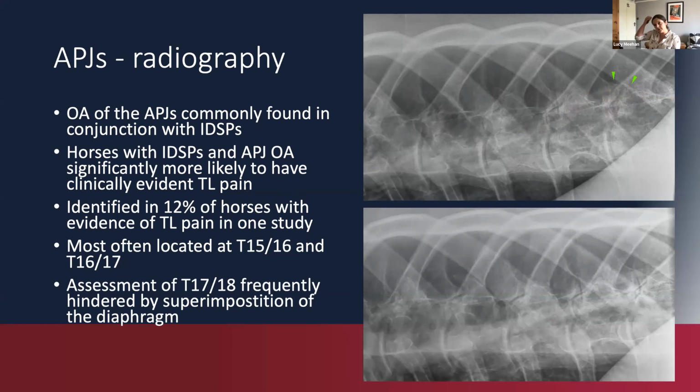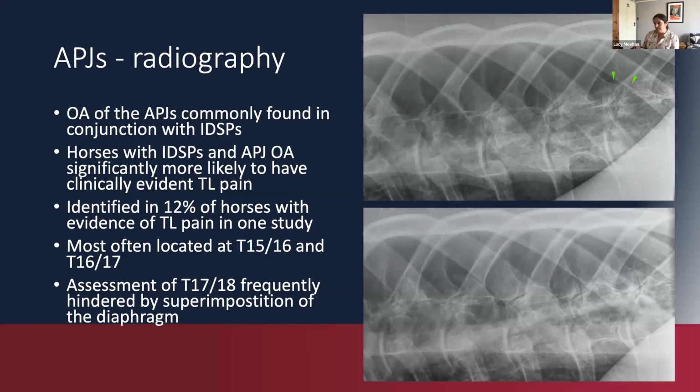There's a really lovely study out of the Animal Health Trust in 2009 that looked at horses with back pain and concurrent pathologies, and they found that horses that had both impinging dorsal spinous processes and articular process joint osteoarthritis are significantly more likely to have clinically evident thoracolumbar pain than horses that didn't have both of those things concurrently. Osteoarthritis of the articular process joints was identified in about 12% of horses in that study. Now they looked at over 600 horses.